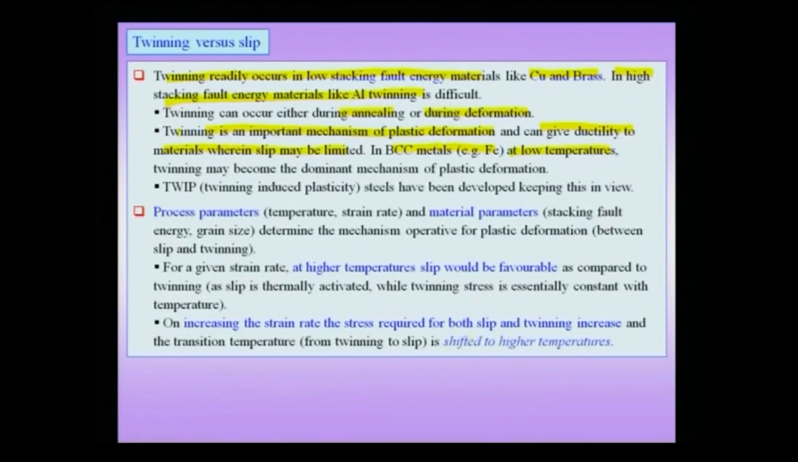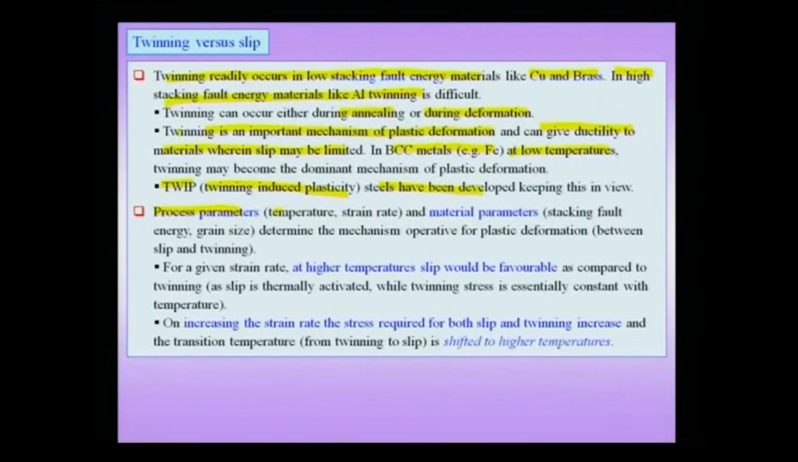And in fact, there have been examples like the TWIP steel, which stands for twinning induced plasticity, where twinning steels have been developed, keeping precisely the twinning aspect in focus. That means not only slip, that is dislocation activity, can give you plastic deformation, but twinning is also an important mechanism by which you can get some ductility and plasticity, though this is usually much smaller compared to dislocation activity. For instance, suppose I can get 20% ductility because of slip, then typically the twinning value would be 1 to 2%, which is much smaller than that by slip.